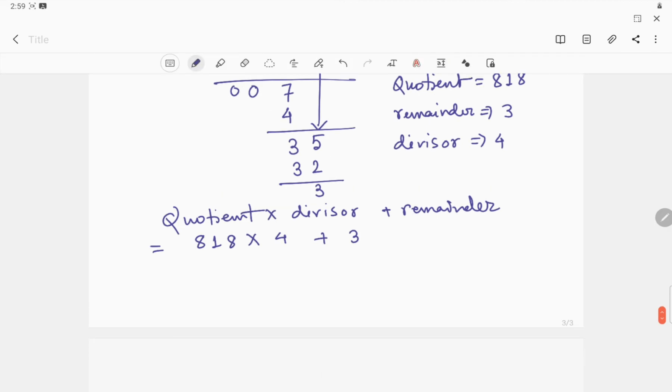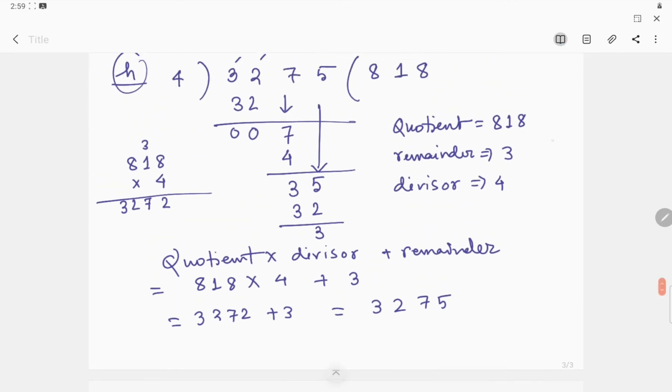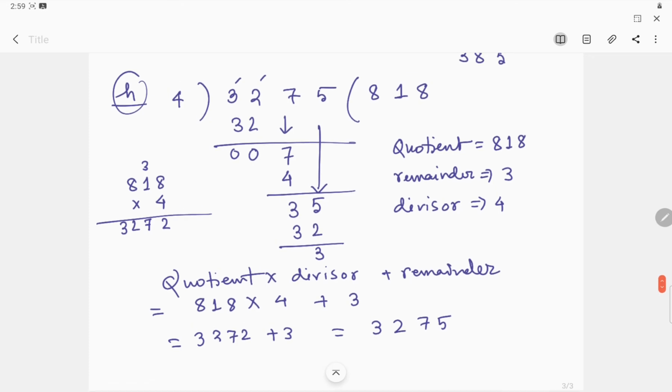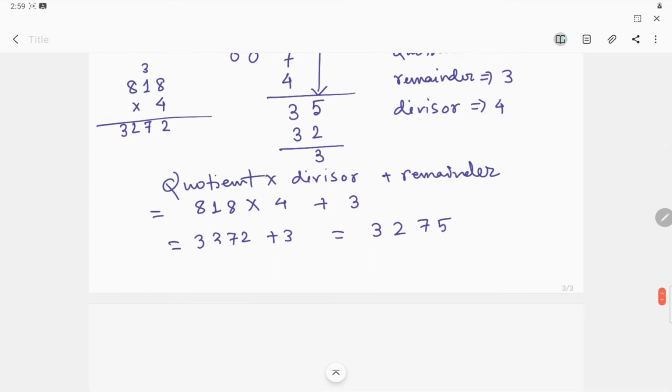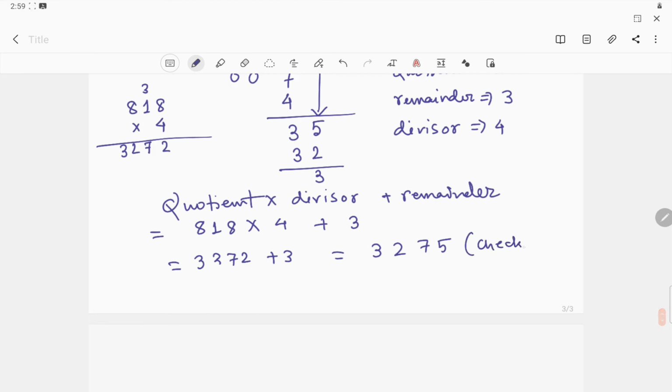So if you multiply 818 by 4, what will you get? 4 8s are 32, carry 3, 4 1s are 4 and 4 plus 3 is 7, and 4 8s are 32. So now put 3272 and now add 3, you will get 3275. Is it your dividend? Yes, this is your dividend. So it is checked.